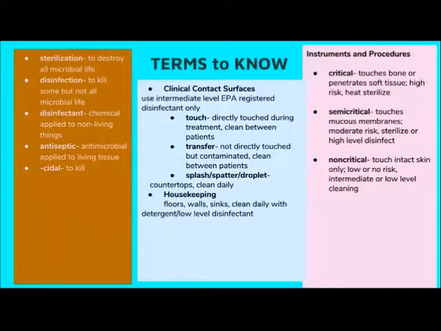Non-critical instruments are ones that we touch only. They never go into the mouth, but we often are touching them. An example of that would be the x-ray when it's placed up to the face. My hands are in your mouth, and then they're touching the x-ray tube, but the tube never goes in your mouth. So that's a non-critical. Another example is a blood pressure cuff.